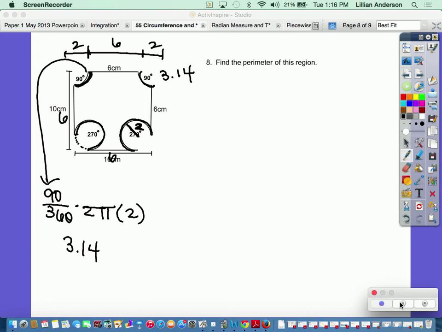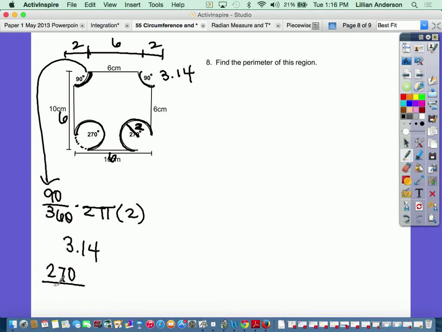Now we just have to find the arc lengths for the 270s. So you do 270 over 360 times 2 pi times 2, which is what? 9.42. So that is the arc length for each one of these.